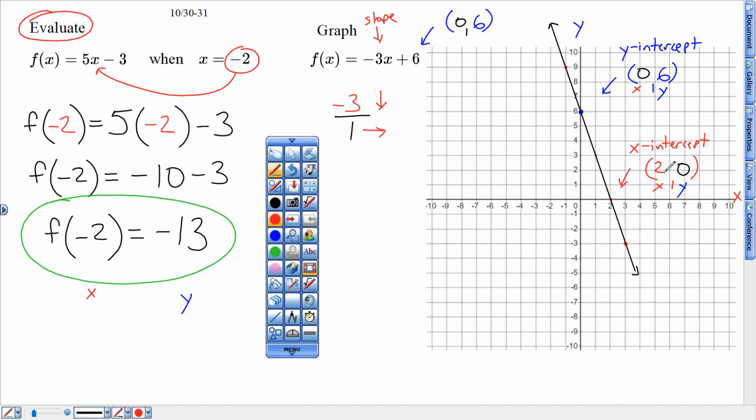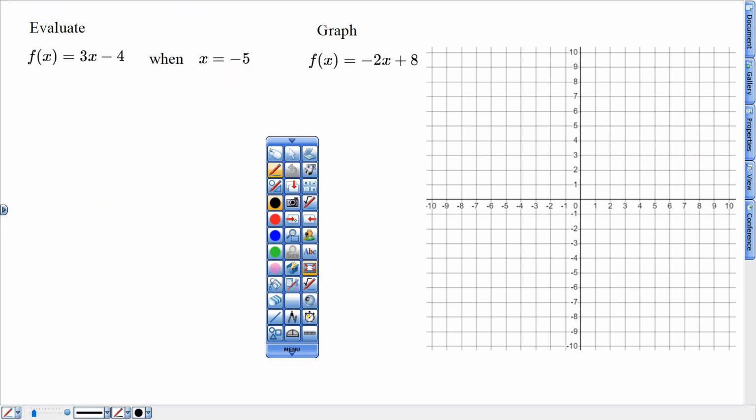So again, at y-intercept, x is 0. X-intercept, y is 0. That's where your line touches. This line has a slope of over 1, down 3, right 1, down 3. That's what this line is doing. All right, let's do another. All right, the second one.